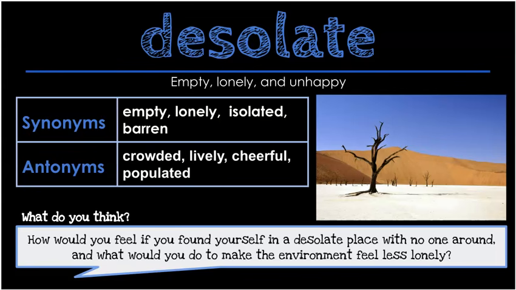Some synonyms: empty, lonely, isolated, barren. Some antonyms: crowded, lively, cheerful, populated. What do you think? How would you feel if you found yourself in a desolate place with no one around? And what would you do to make the environment feel less lonely? Again, you may pause the video here to think about it or talk about it with your partner or group.